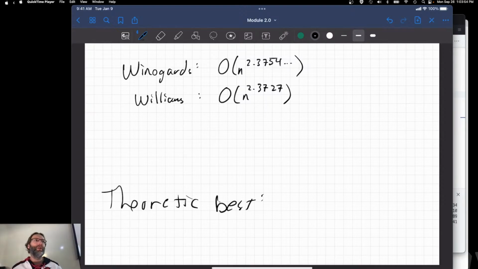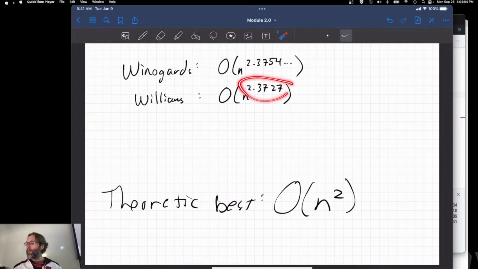You have to look at the input. So you have to look at all the entries at least once, right? That's a trivial lower bound on general matrices. So there is a huge gap from here down to here, right? Can we do better? Who knows, right?